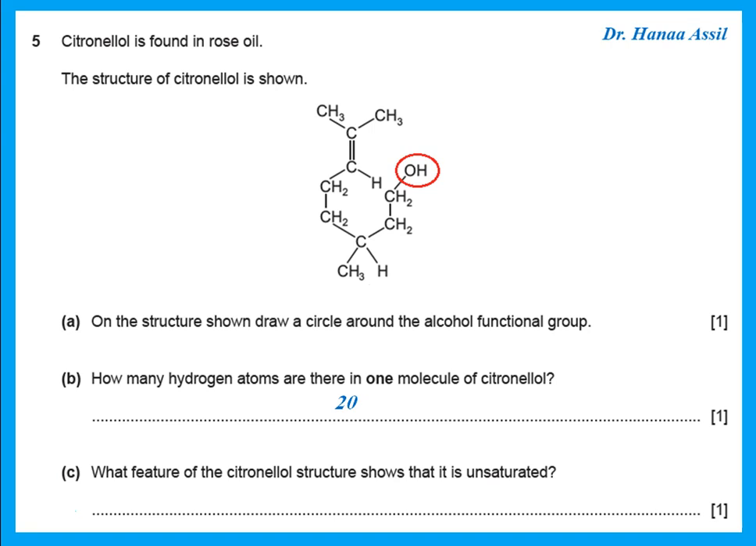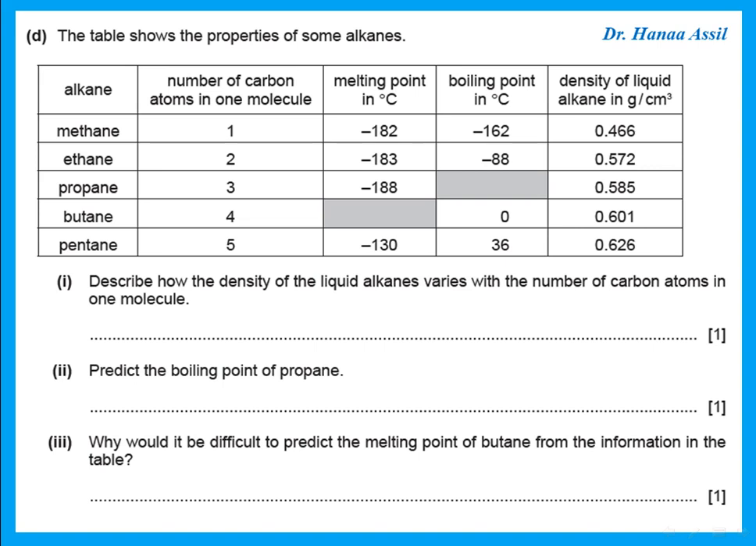What feature of this compound shows that it is unsaturated? What do we mean by unsaturated when we're talking about organic chemistry? We said unsaturated compound means it has C double bond C. Don't just say it has double bond. It has to be a double bond between carbon atoms or C double bond C. That indicates that it is an alkene, and alkenes are unsaturated.